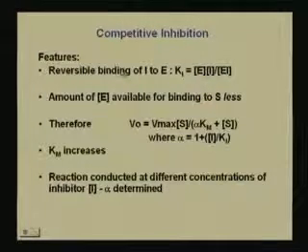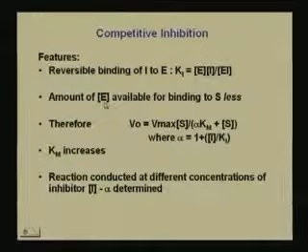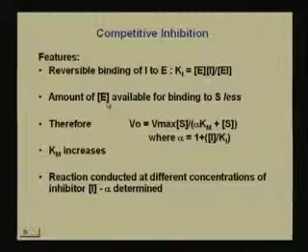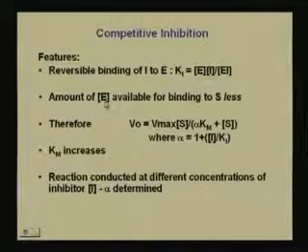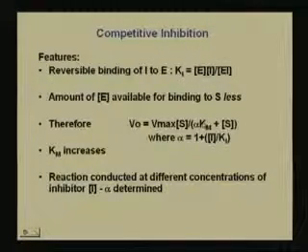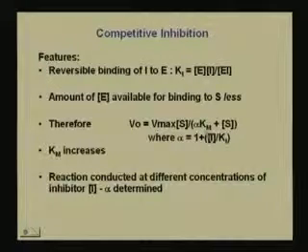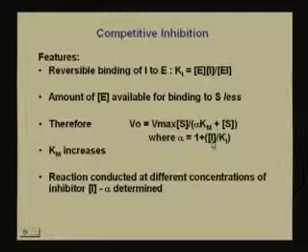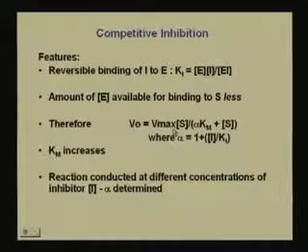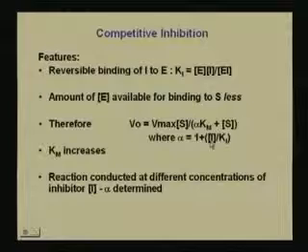Okay, so these are the specific features. I have less enzyme available because some of the inhibitor is bound to the enzyme. I have a modified Michaelis constant because of the presence of the inhibitor, which is going to keep the Vmax the same, but my Km is going to change. And I can determine the value of alpha, which we will be doing later on.